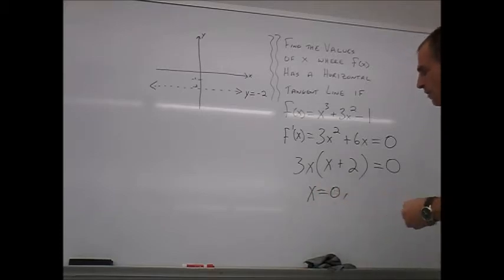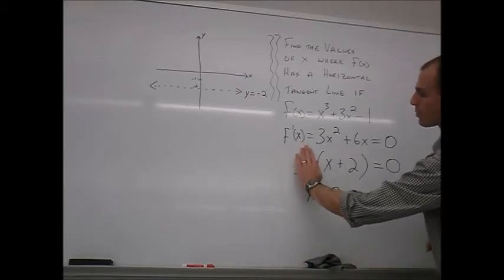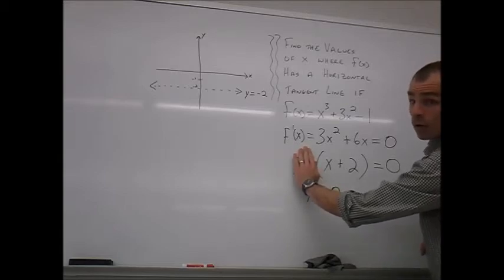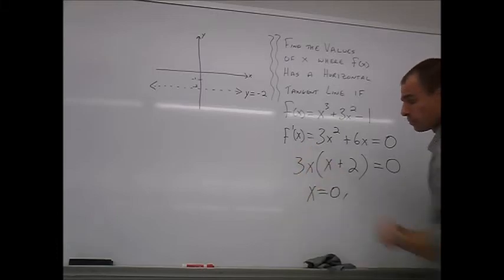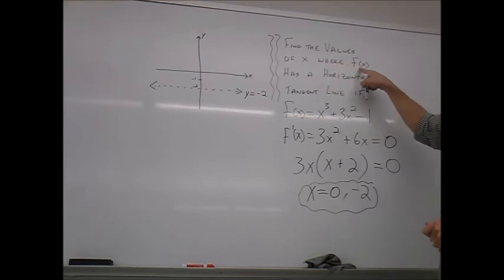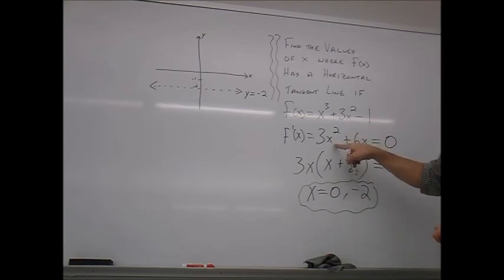But we also have to cover up the first part. If we cover up 3x, then we have x plus 2 is equal to 0. What value of x makes that true? That's right. x can also be -2. And we're done. We have found the two values of x where the function has a horizontal tangent line. And we know it's true because these two values of x cause the derivative of the function to be equal to 0.